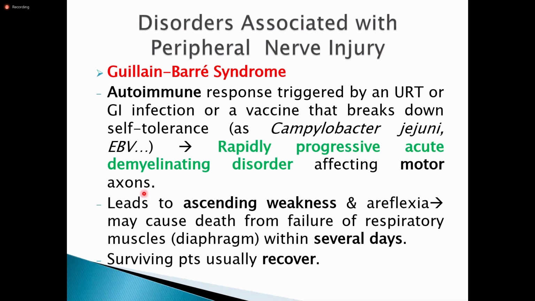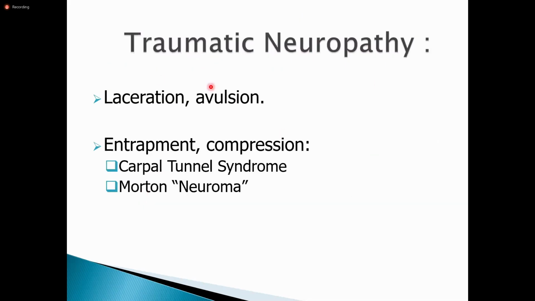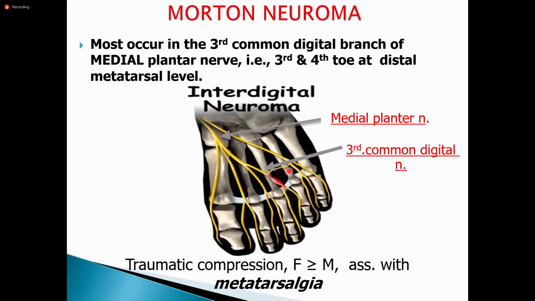Traumatic neuropathy is laceration or avulsion. Laceration is when there is a cut to the nerve. Avulsion is when there is a pulling. Okay. Entrapment or compression, like carpal tunnel syndrome or Morton neuroma. Morton neuroma is a neuroma, which is a tumor caused by compression of the nerve. Morton neuroma causes metatarsalgia, with pain on the foot, on the dorsum of the foot, which is a vague, very severe pain.